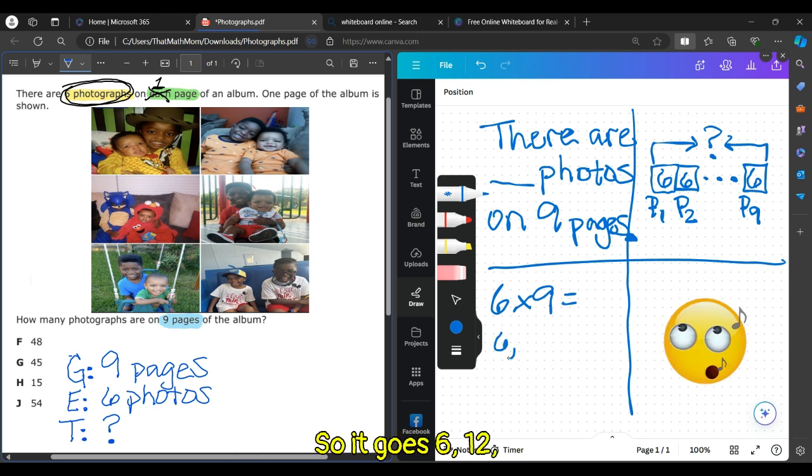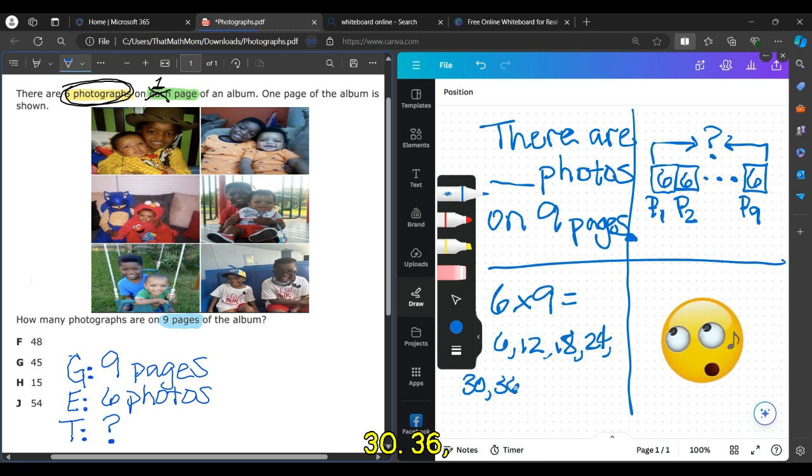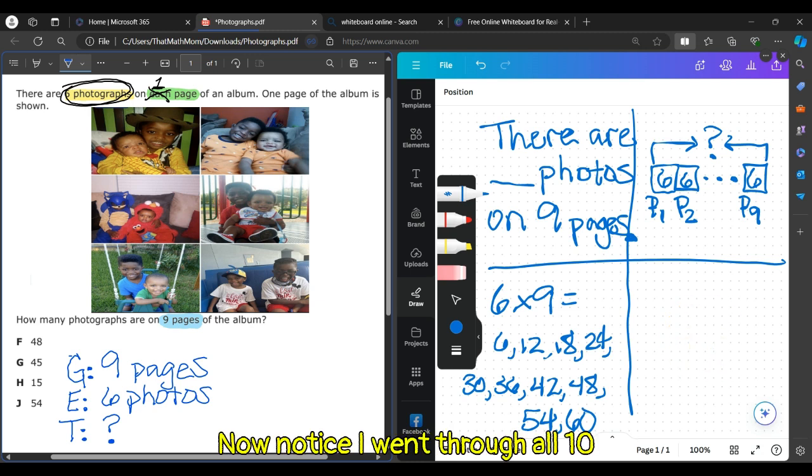So it goes 6, 12, 18, 24, 30, 36, 42, and 48, 54, 60.